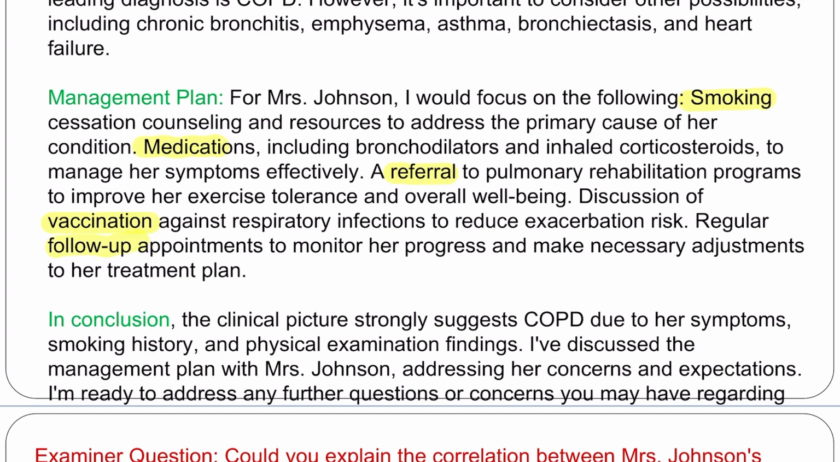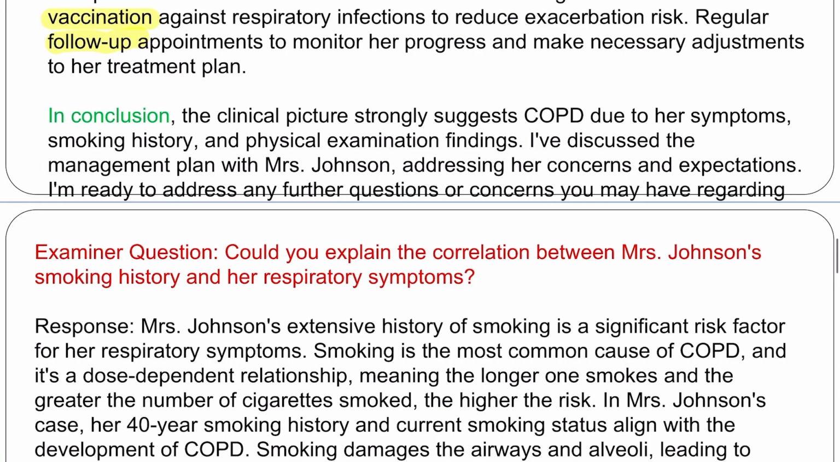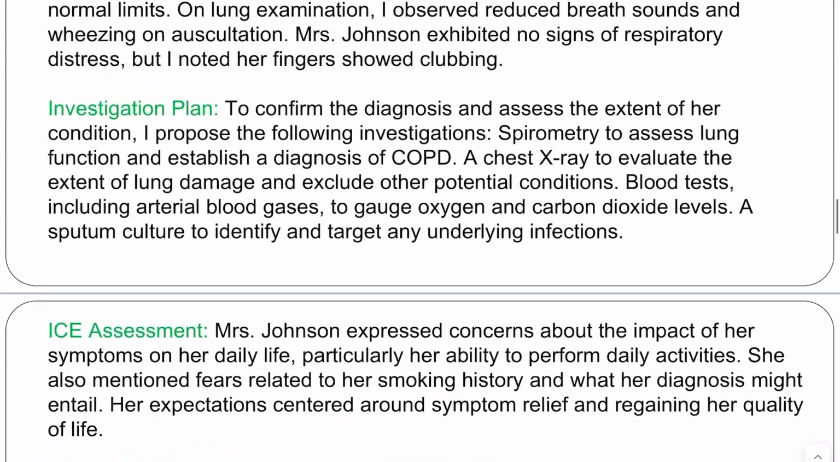Okay. So now you are coming to the end of your presentation. So in conclusion, the clinical picture strongly suggests COPD due to her symptoms, smoking history, and physical examination findings. I discussed the management plan with Mrs. Johnson, addressing her concerns and expectations, and I'm ready to address any further questions or concerns you may have. Okay, so you have to just conclude it, and this is just one example. You can do it in your own way, whichever way you are comfortable. But remember these things in your presentations.